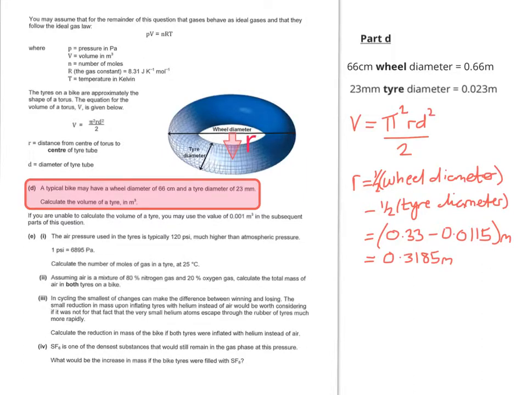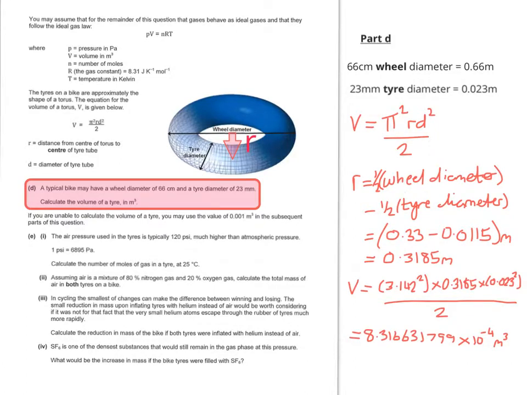So I've just labelled it there. The centre of the torus to the centre of the tire tube, that's your R. So that's 0.3185 meters. So that gives us 8.316631799 times 10 to the minus 4 meters cubed.